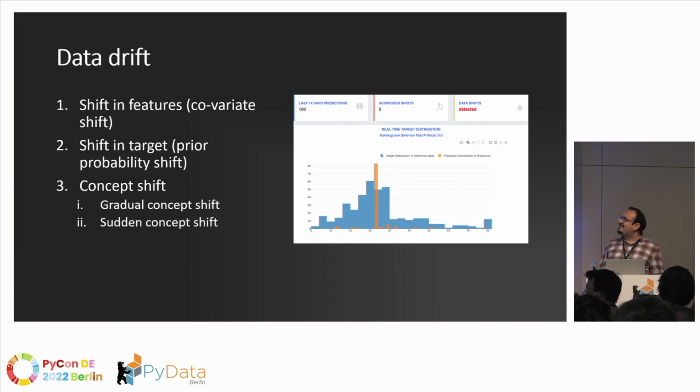So, about data drift, there are a couple of data drift concepts. It's about changing distributions. You can test them using some statistical methods.